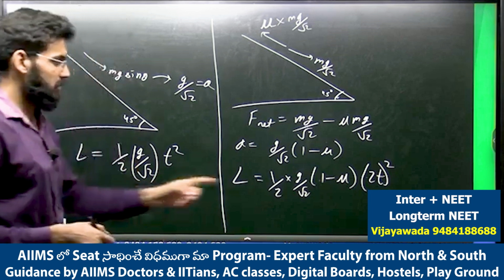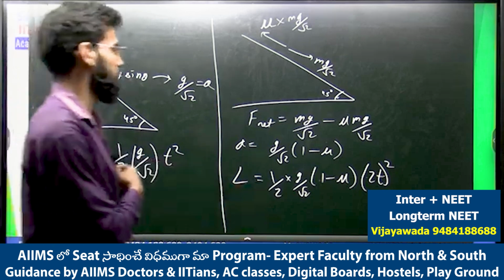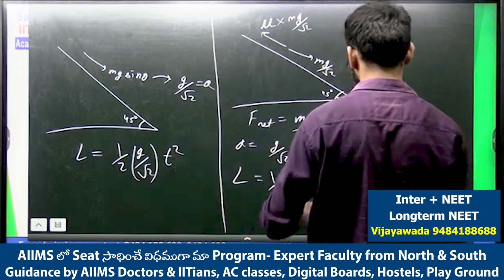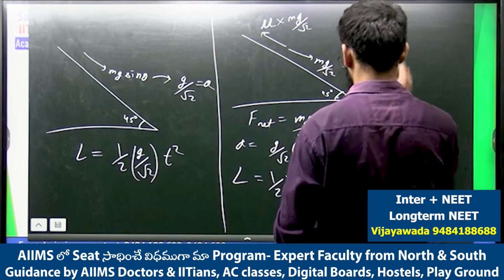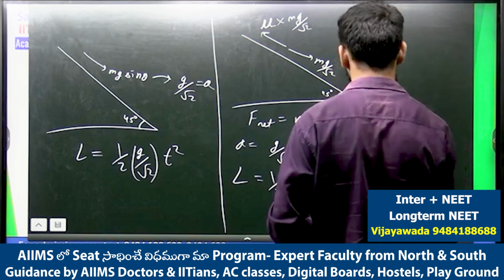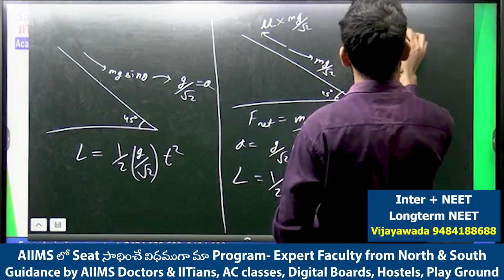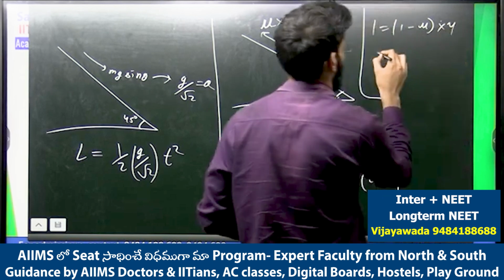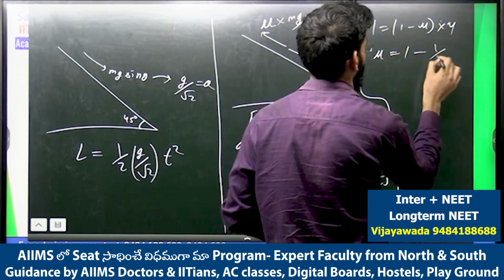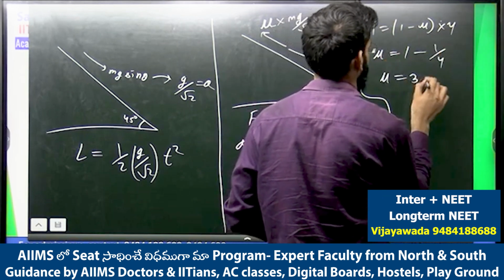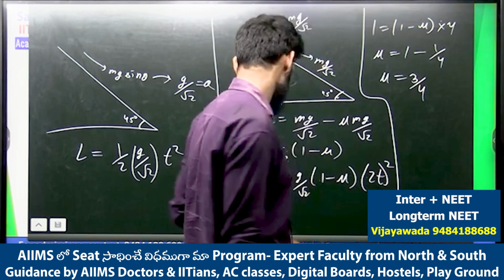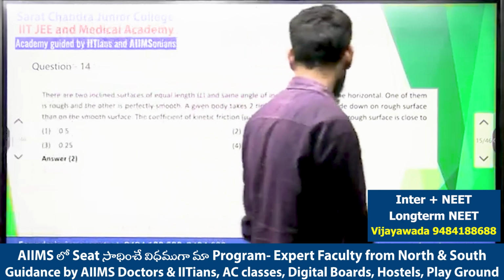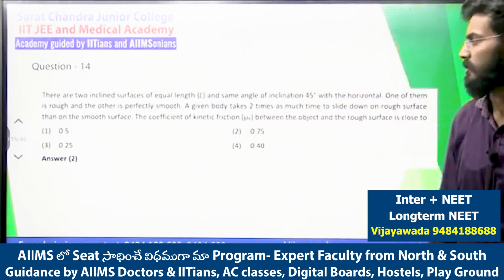From this equation, divide both of them. If you eliminate the L, you will have 1 is equal to 1 minus mu into 4. So mu will come how much? 1 minus 1 by 4, that is mu equals 3 by 4. That's it. Mu equals 3 by 4, that is 0.75.